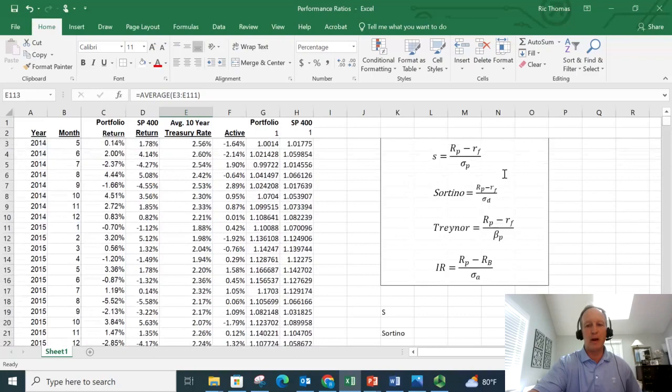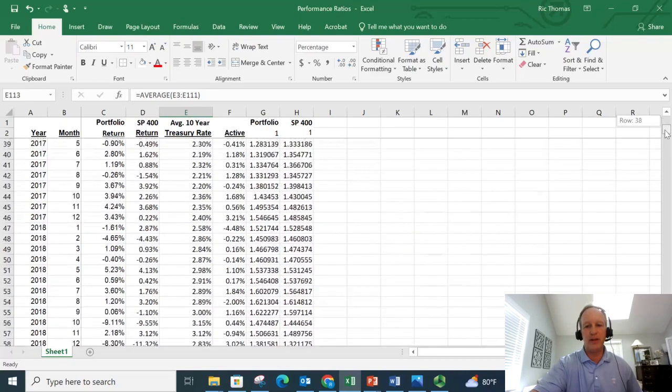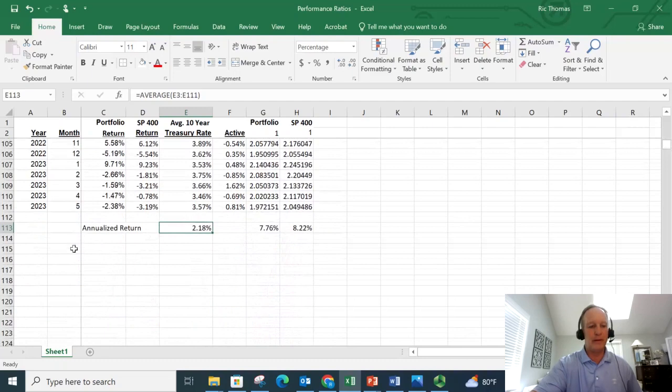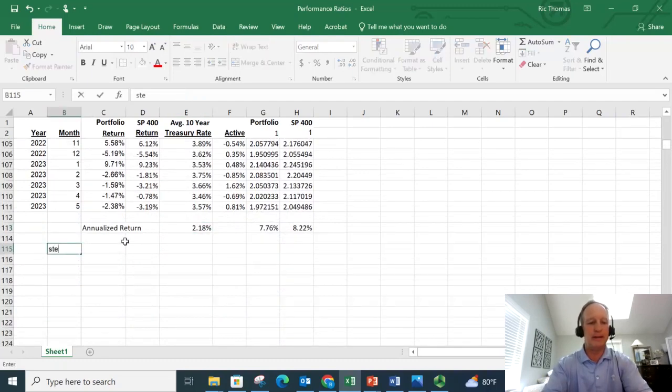And now we've already got our RF. So we've got the numerator for a lot of these equations. Let's calculate the standard deviation number. Okay, so standard deviation, let's go to the bottom here. I want to calculate the portfolio standard deviation. So let's just put in standard deviation here, okay?